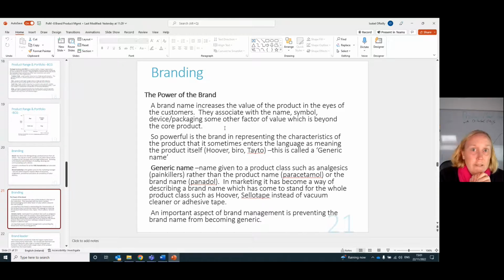It doesn't even roll off the tongue very easily to say adhesive tape. So in America, they call it Scotch tape. In Ireland and the UK, they call it Sellotape.